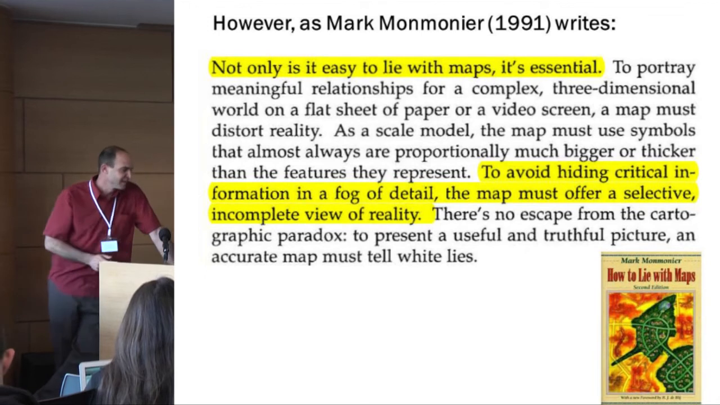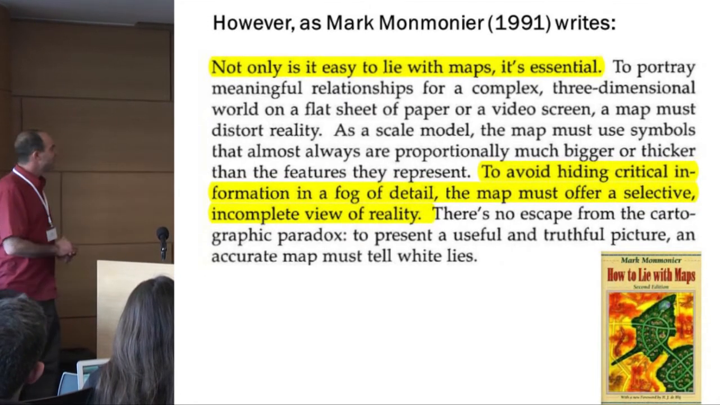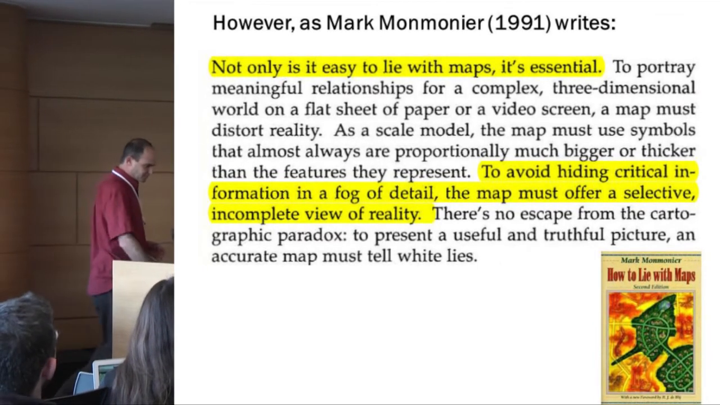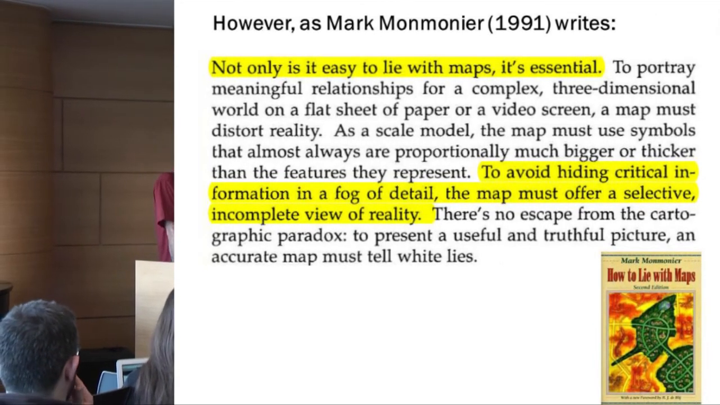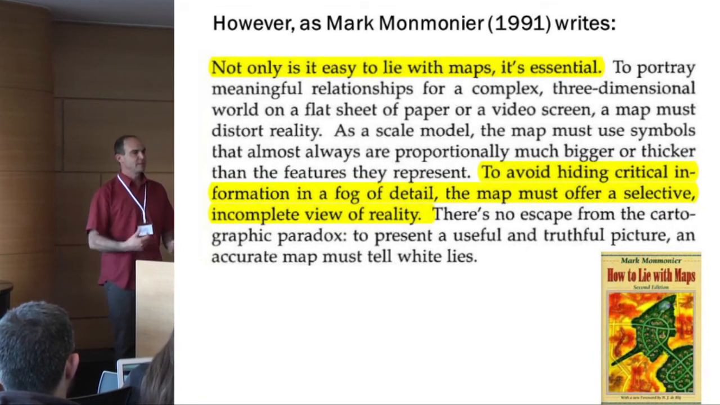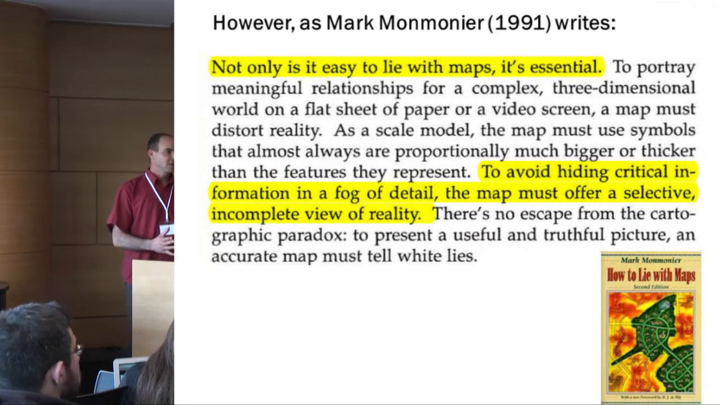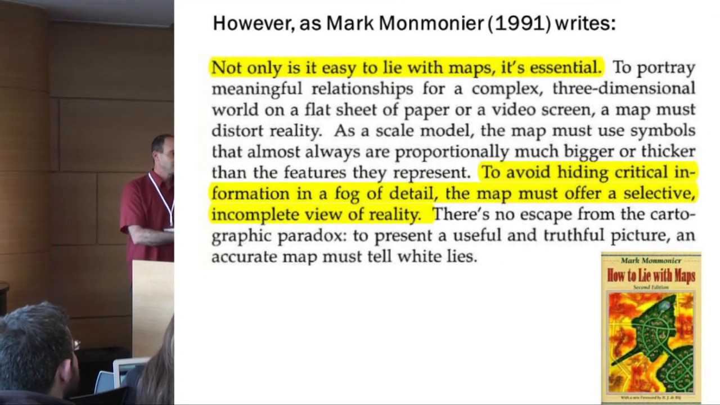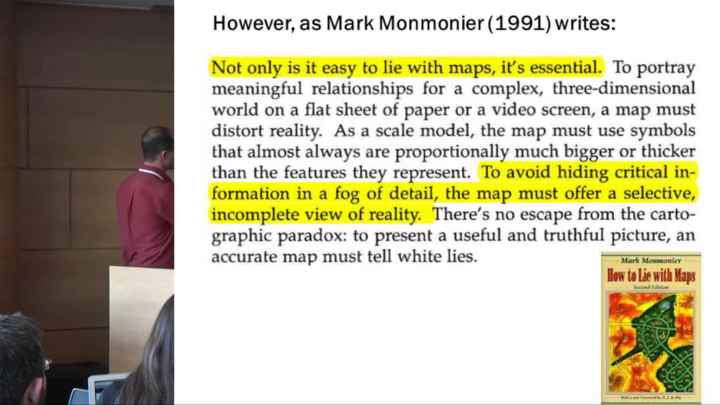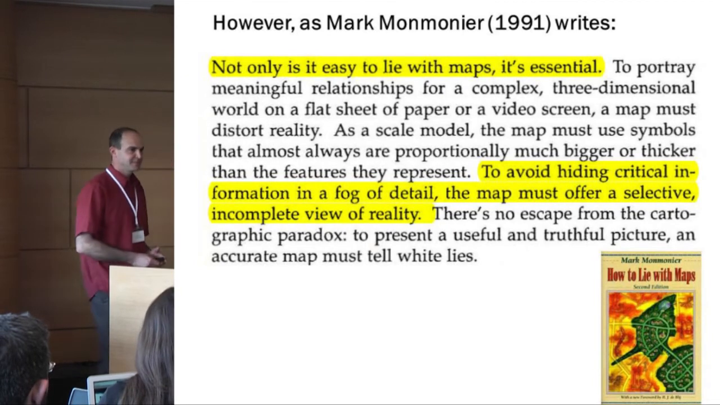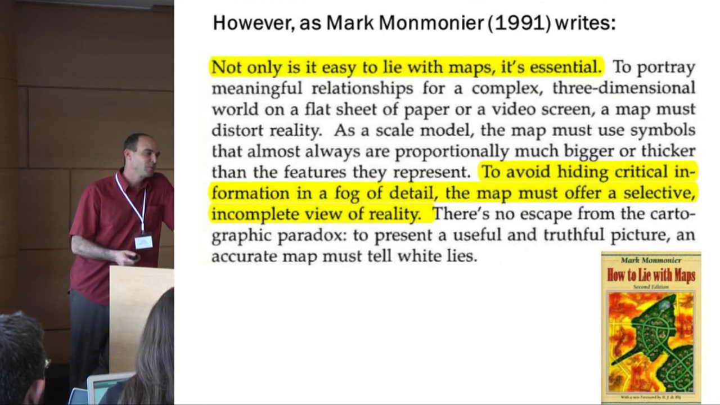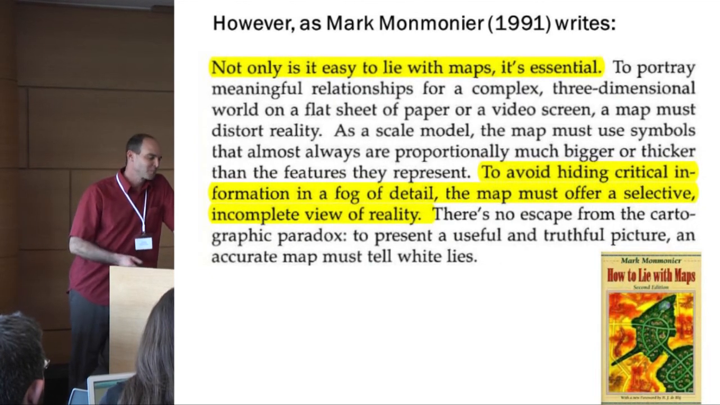However, it's not. And to avoid hiding critical information in a fog of detail, to see the forest, the map must offer a selective, incomplete view of reality. So the cartographer always has to use tools of simplification, generalization, selection, choosing what to show, how to show. So the map must tell white lies, and that is fine. But it is very easy for a cartographer also to hide details, and we wouldn't be able to know that.